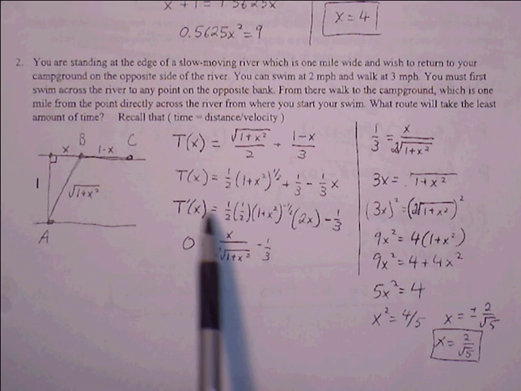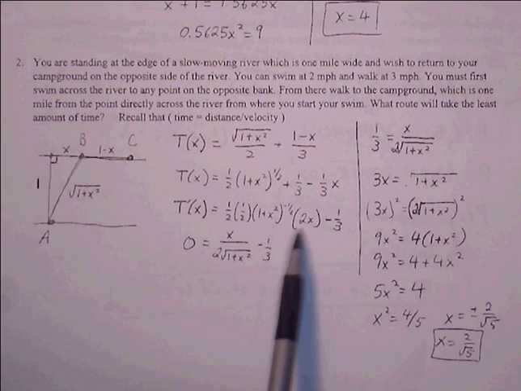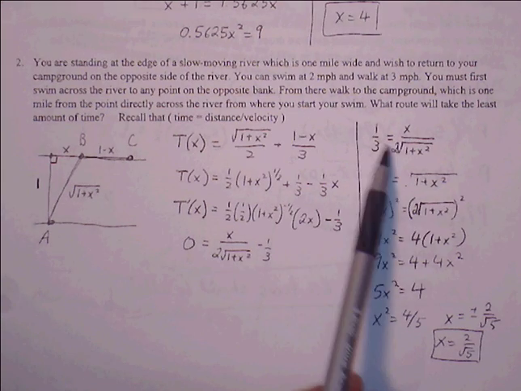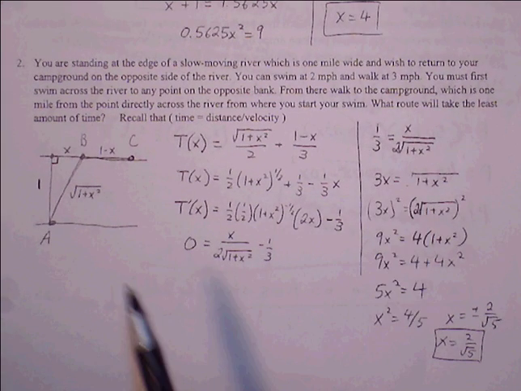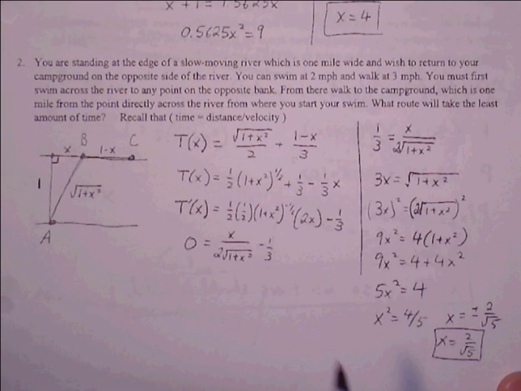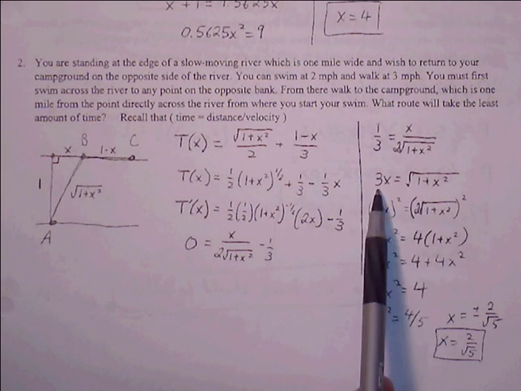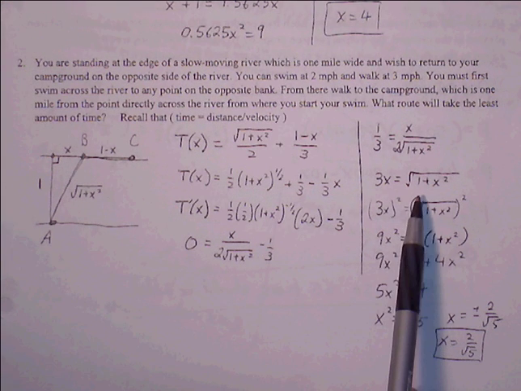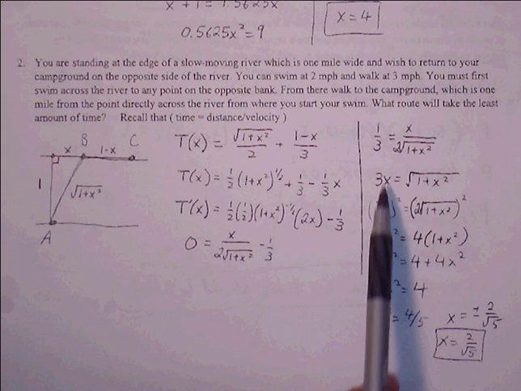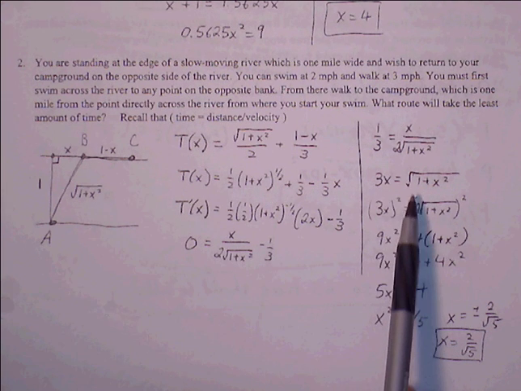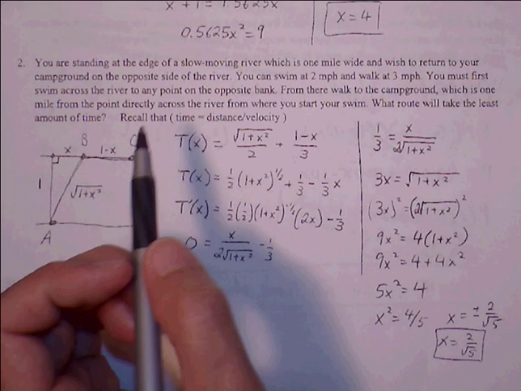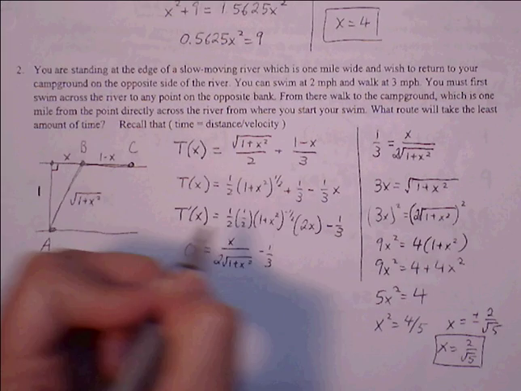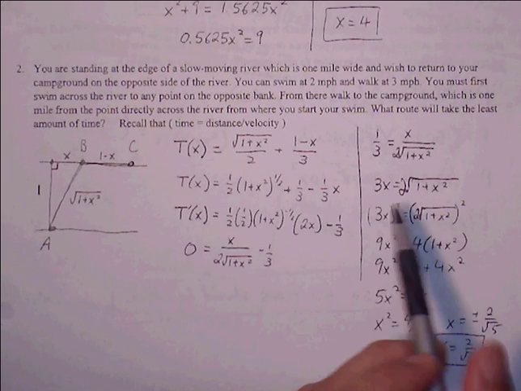All right, so now we have the derivative. We set it equal to 0. We clean this expression up as much as we can. And then I'm going to bring the 1/3 over to the left side if I do cross product. Okay, so once I have the cross product here, 3x equals square root of 1 plus x squared. Sorry, there should be a 2 out in front here, so it should be 2 square root of 1 plus x squared.